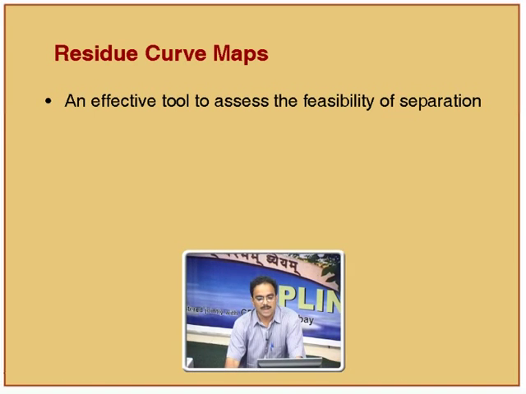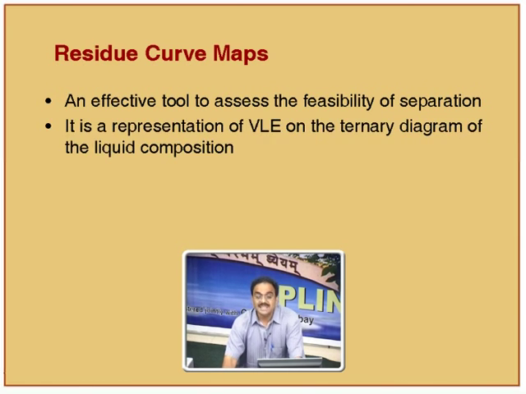It is an effective tool to assess the feasibility of separation. It is a representation of vapor liquid equilibrium on the ternary diagram. So, it is nothing but the representation of the vapor liquid equilibrium curve. We will see what it is actually, but it is one way of knowing the vapor liquid equilibrium in the residue curve map. Now, the first point that I made when I introduced this new reference frame, XA versus XB diagram, was that I can't visualize vapor liquid equilibrium on a ternary diagram, because I am looking at XA versus XB, there is no Y there.